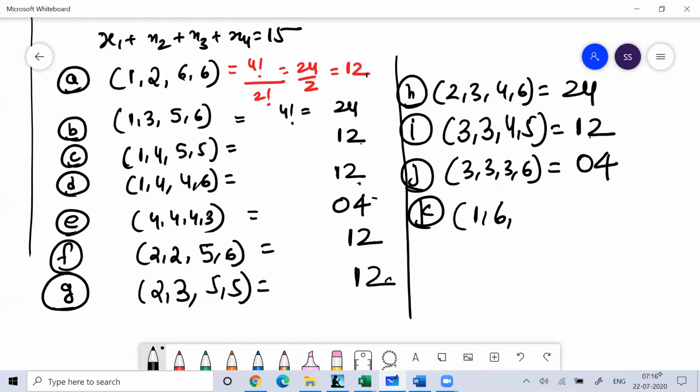Now 1 comma 6 gives 7, 15 minus 7, 8. With 8, 5 cases are possible. So with 1 comma 6, 5 cases are possible. So you got these two cases, 2 2 4, then 5. Okay, so 1 comma 6 is also not possible.